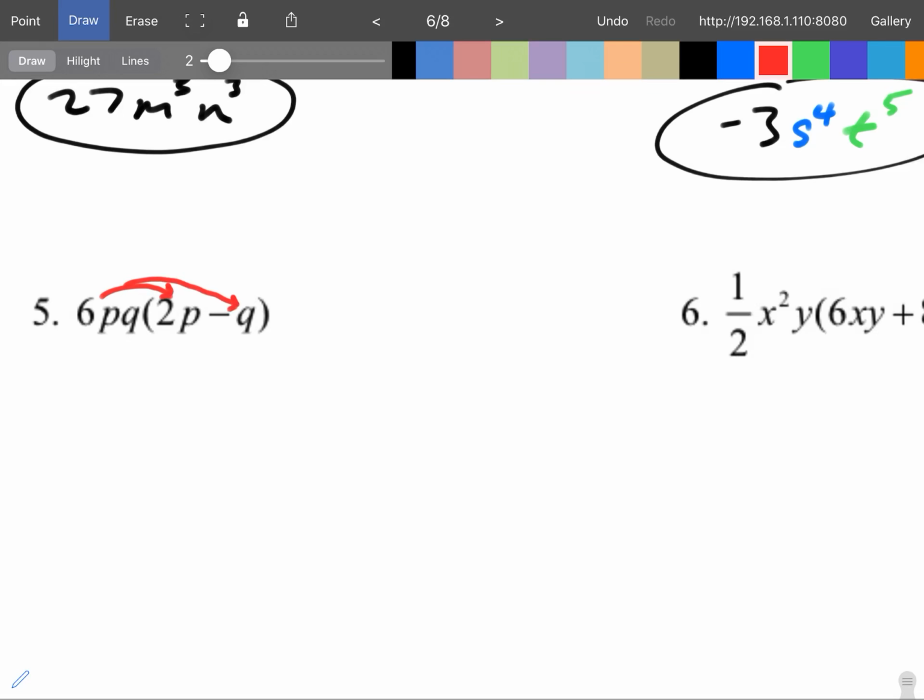So you're going to take that monomial and you're going to distribute it onto both of the terms in the parentheses. So you're going to do 6 times 2. So that's a 12. And then you're going to do a PQ times a P.